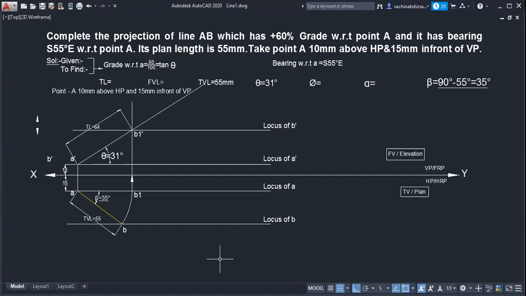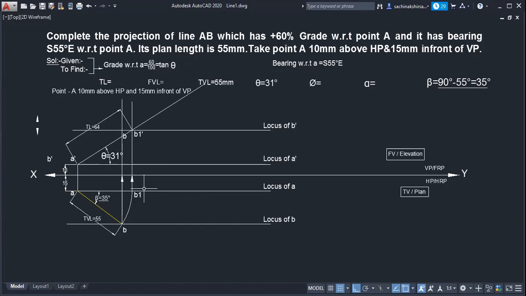Okay. Now what can I do? I know the locus of B dash. Straight line, from which point? From B, a straight line. If I draw a straight line, it will meet at that point. What name should I give? I will name it B dash.